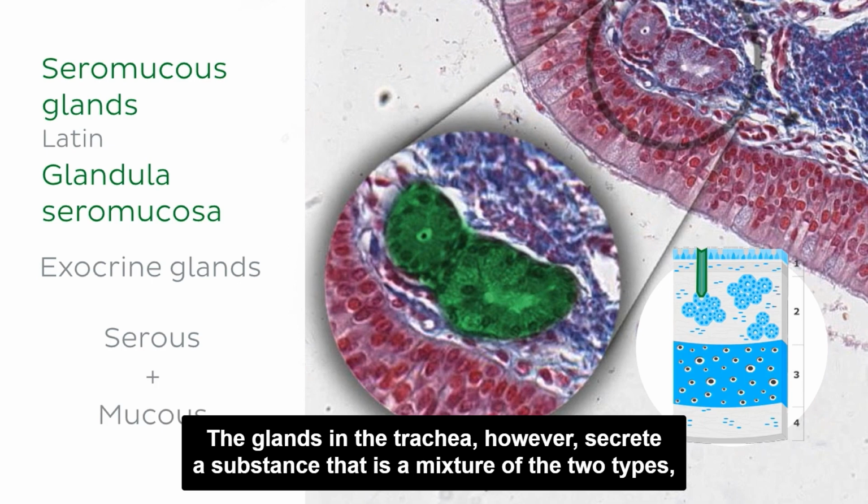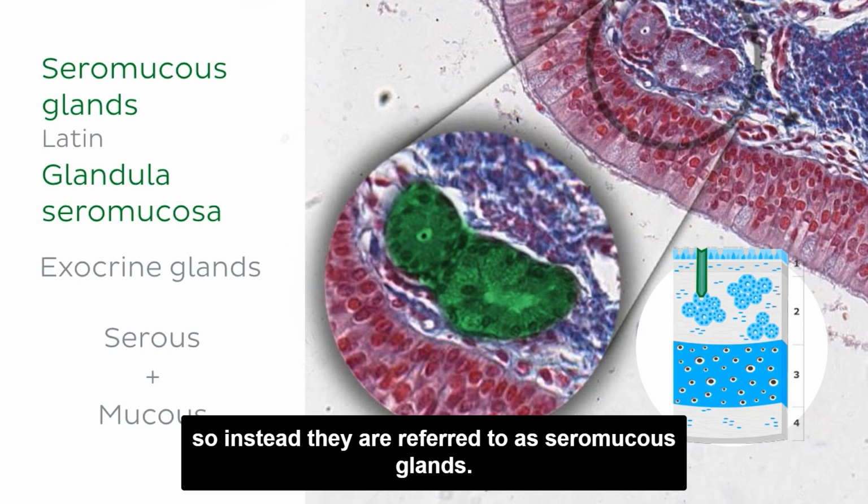The glands in the trachea, however, secrete a substance that is a mixture of the two types, so instead they are referred to as seromucous glands.